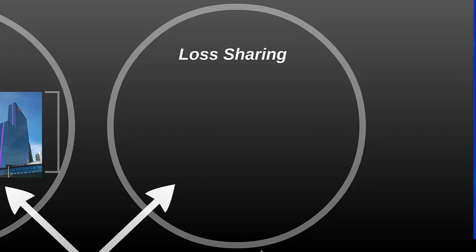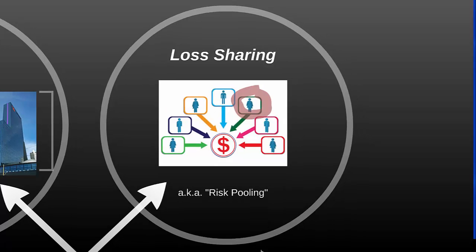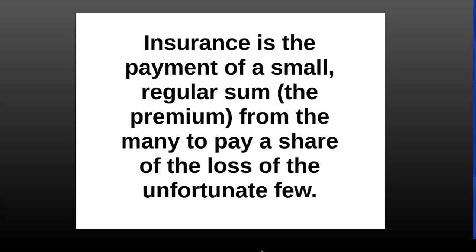Also, insurance is loss sharing. In fact, often, insurance will be explained as risk transfer and loss sharing. So, it's the premiums of many people, the dollars of many people, going to pay for the loss of a small percentage of the group. Another phrase for it is risk pooling. One of my favorite ways to explain insurance is the payment of a small regular sum, the premium, from the many to pay a share of the loss of the unfortunate few.